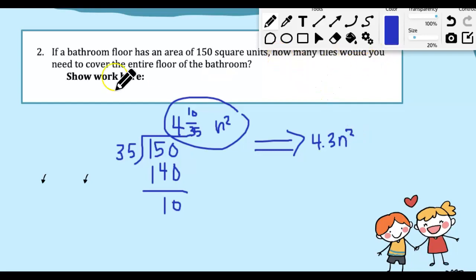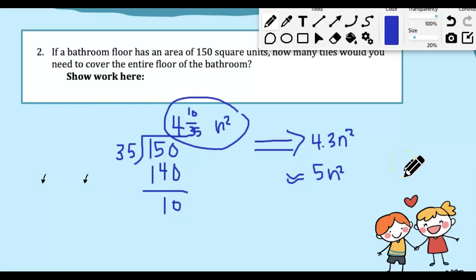So what is this question? How many tiles would you need to cover the entire floor? So approximately, you're going to say 4.3, so you could say 5 n squared. Don't round down, because you might need more tiles. All right, so we might need 5 n squared tiles. Okay, got it? So we keep n squared because I didn't give you the value for n.